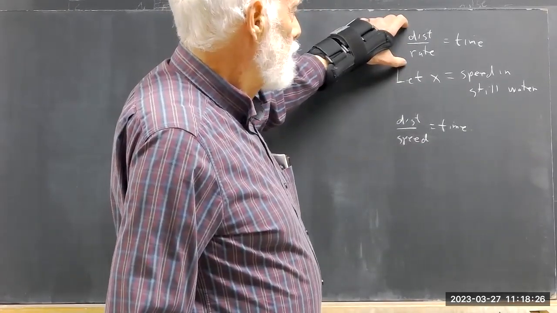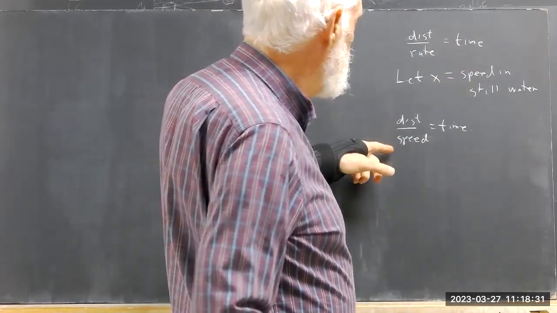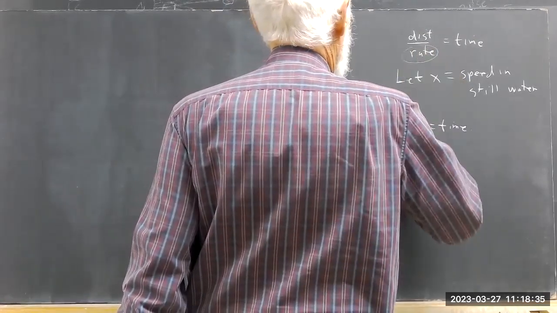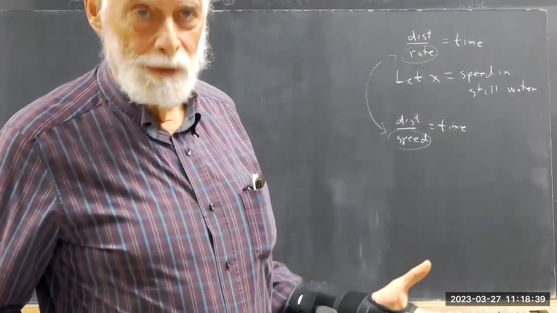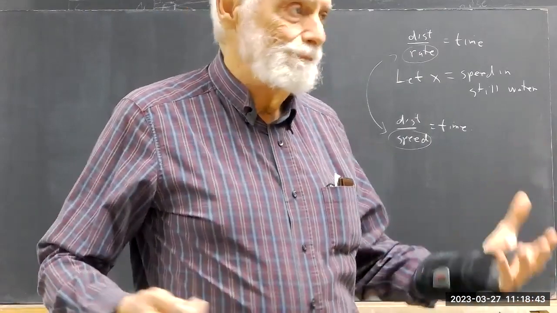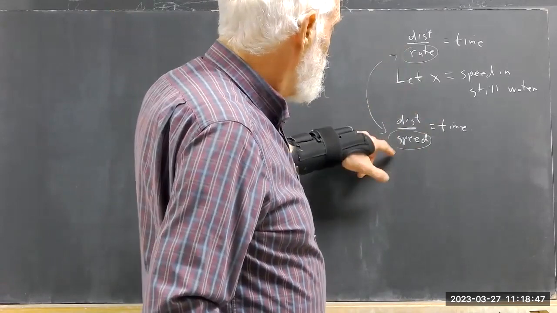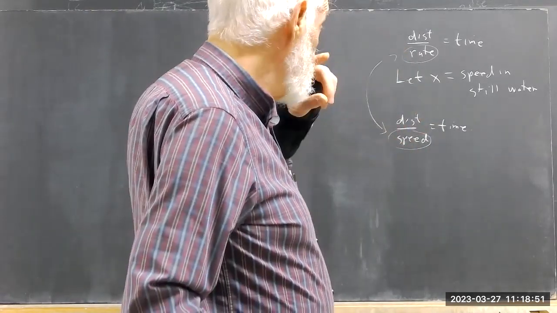Now, in this case, we're going to use the fact that distance over rate equals time, or distance over speed equals time, speed being the rate in this case. Sometimes the rate might be the rate at which you get a job done, or it might be rate of return on investment or whatever. In this case, rate is a speed, so I'm going to replace the word rate with speed.